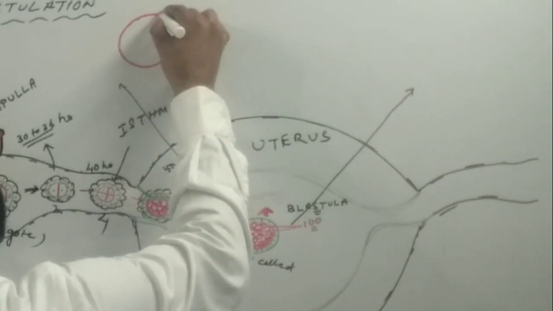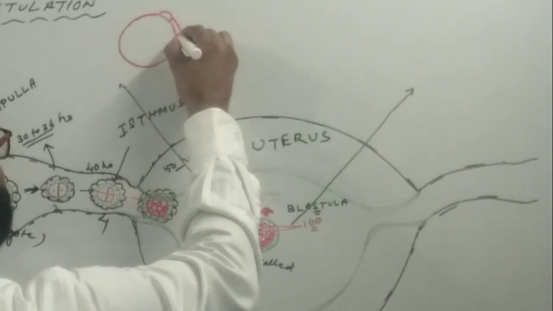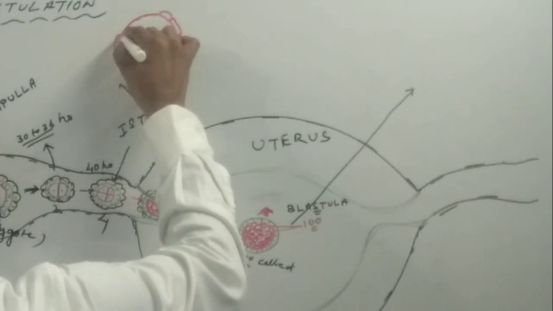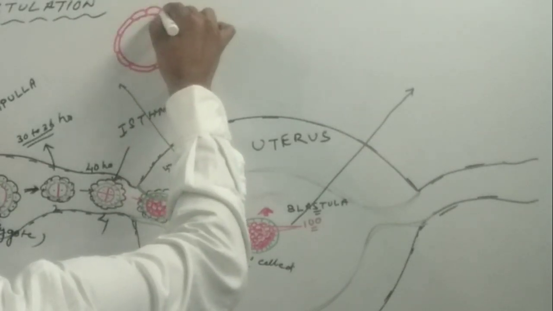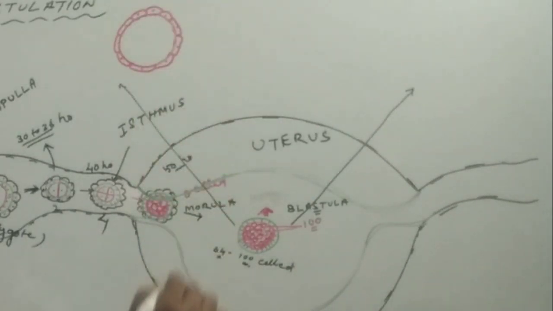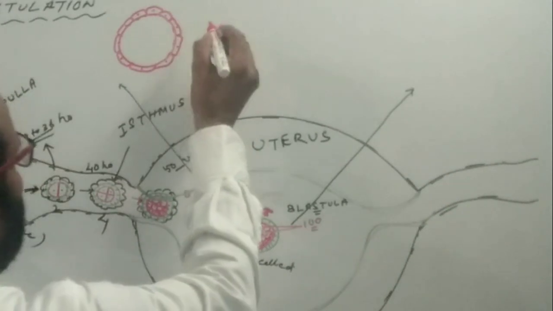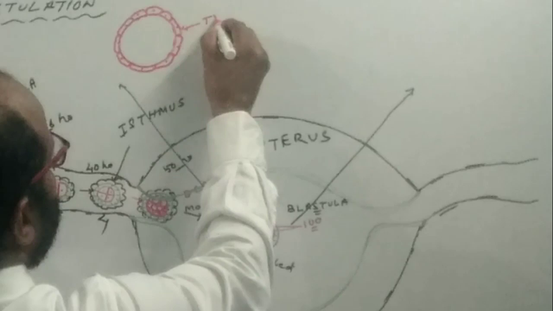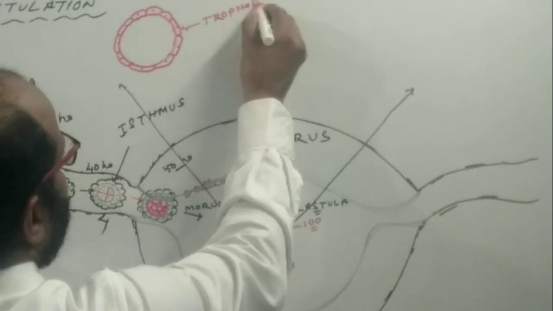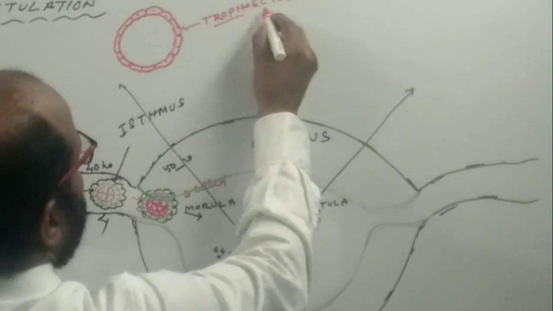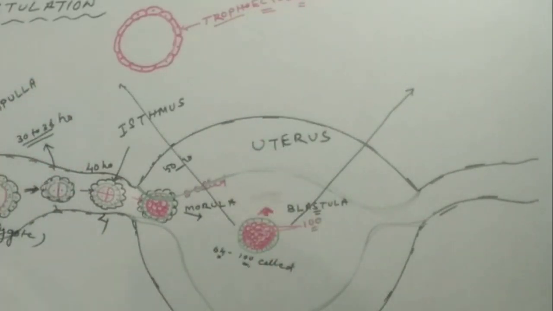The outer flattened blastomeres are present, and these cells are known as the trophoectoderm. Tropho means feeding, ecto means outer, derm means layer.